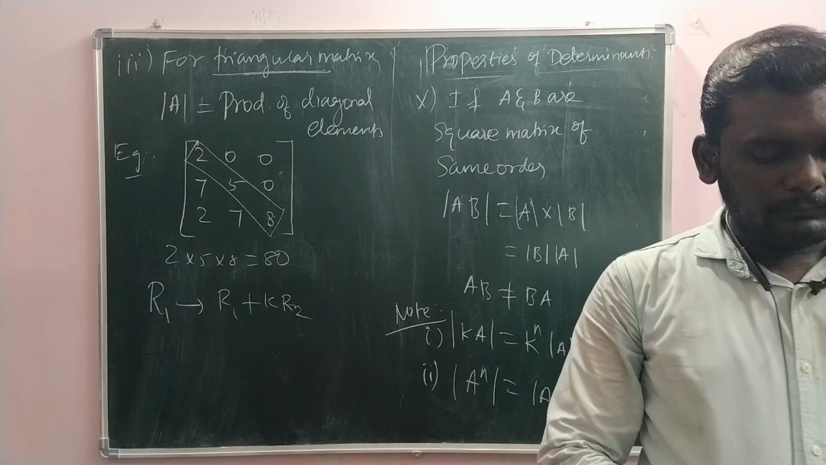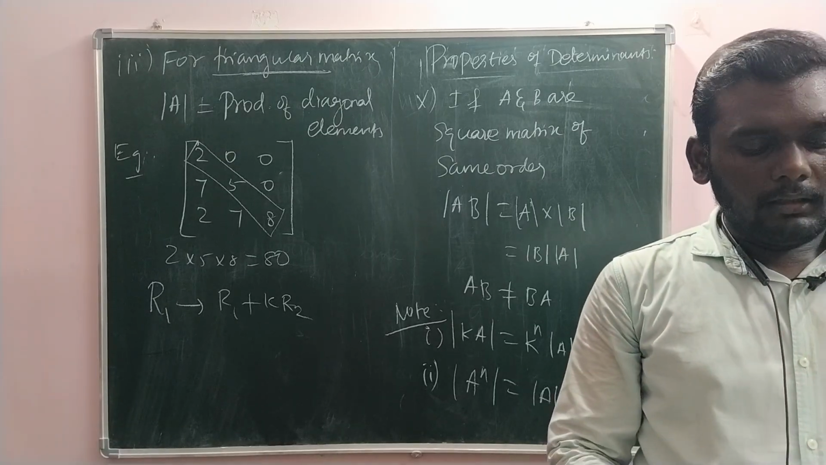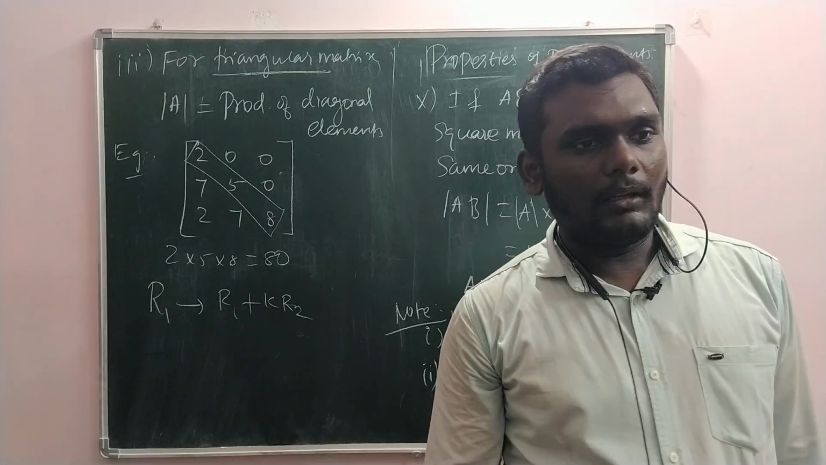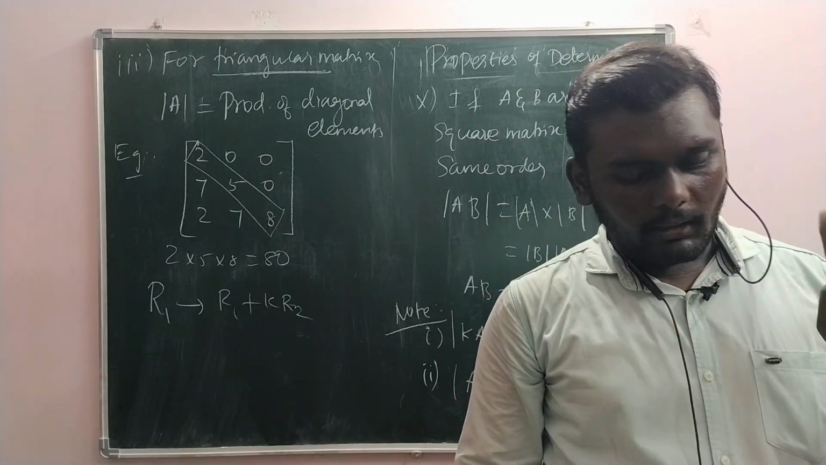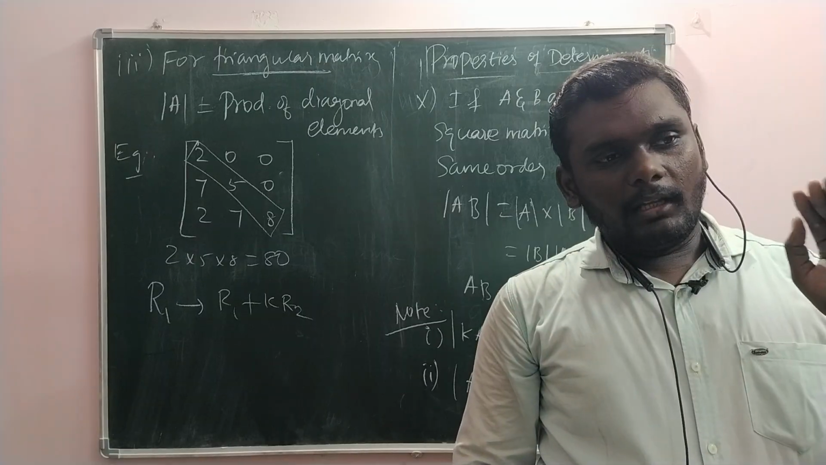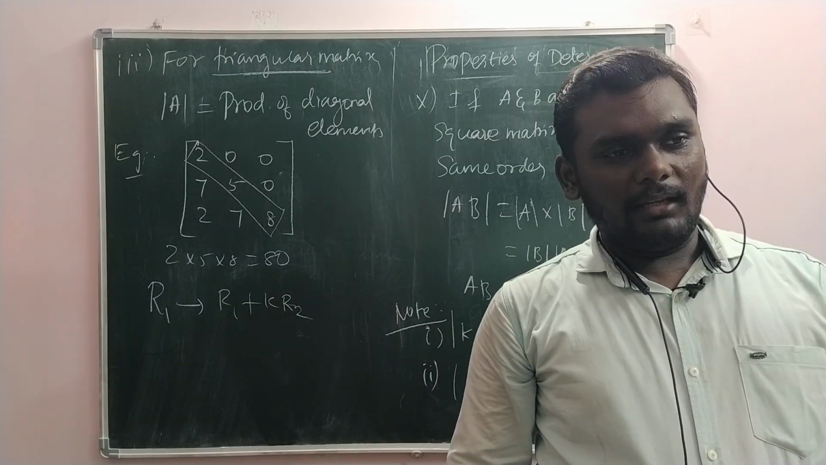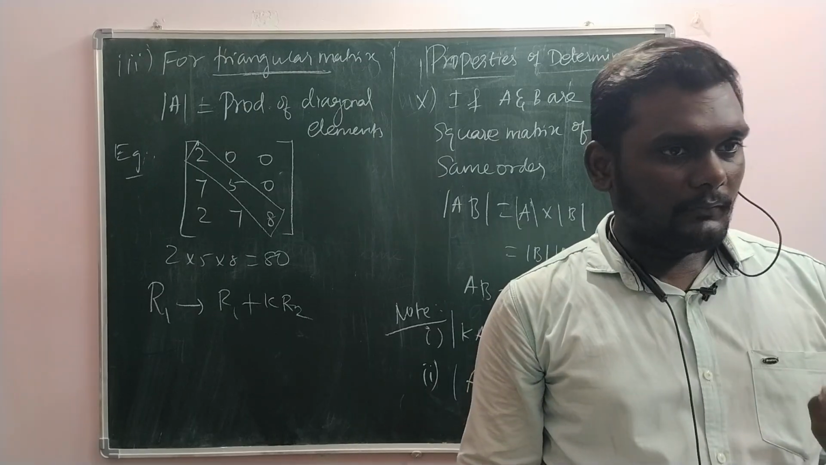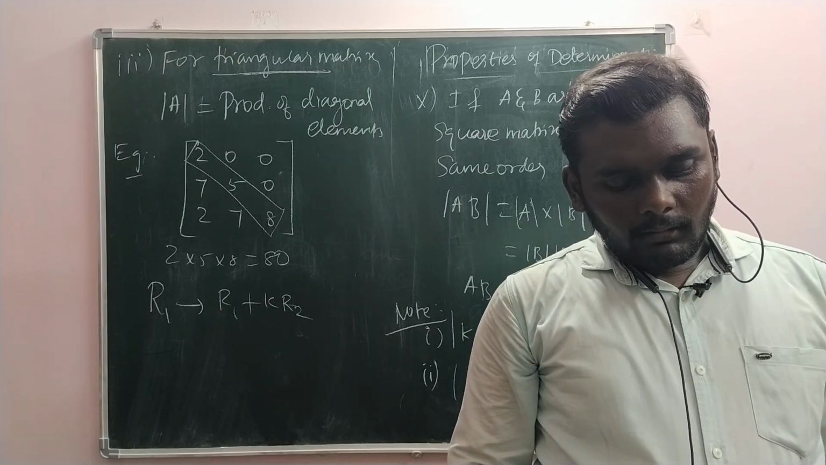Third property is what? Identical. If any two rows or columns become identical, then the determinant value is 0. That is the third property. And then the fourth one: any row or column multiplied by k, then the determinant value is also multiplied by k.